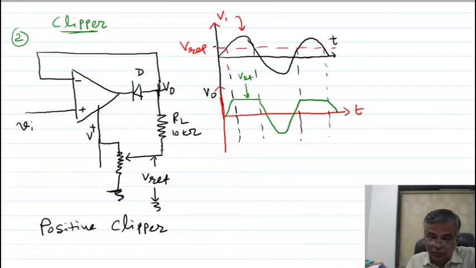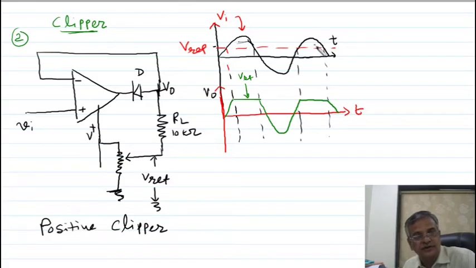So this portion is clipped. This much portion is clipped. This is called the clipped portion. What is the statement? Listen. In a positive clipper, the portion of the input signal above the reference voltage is always clipped. This portion is above the reference level, so it is clipped and does not come in the output waveform.